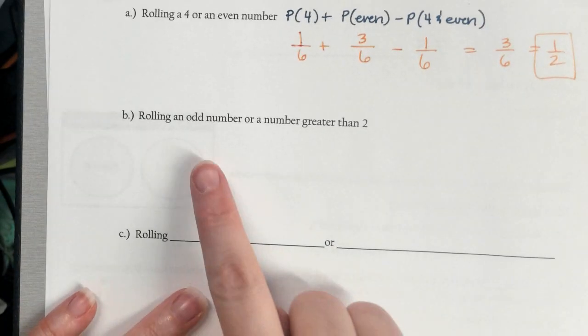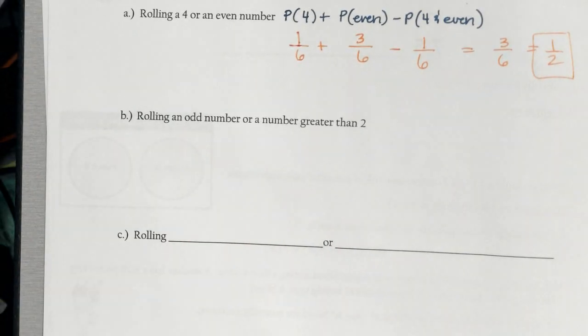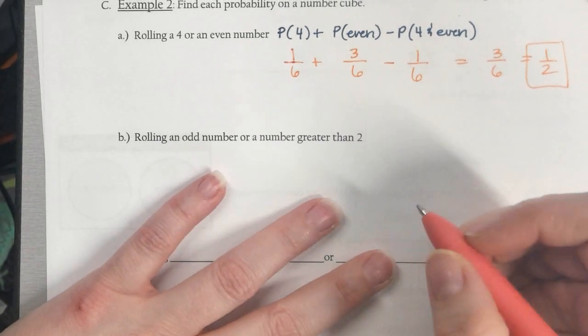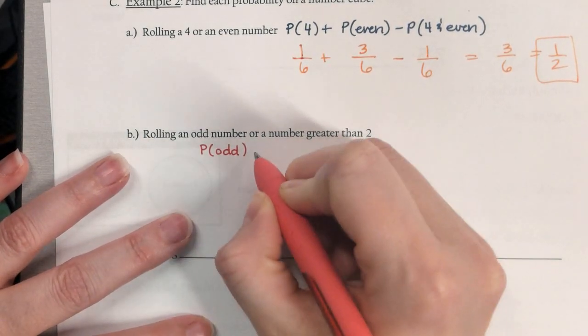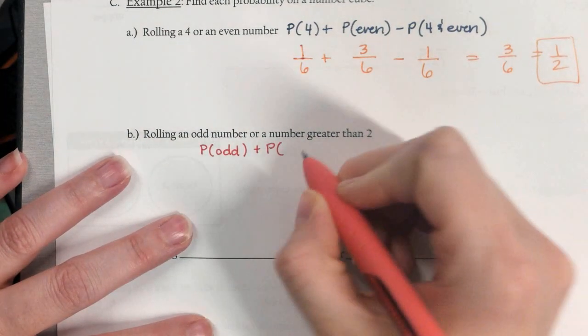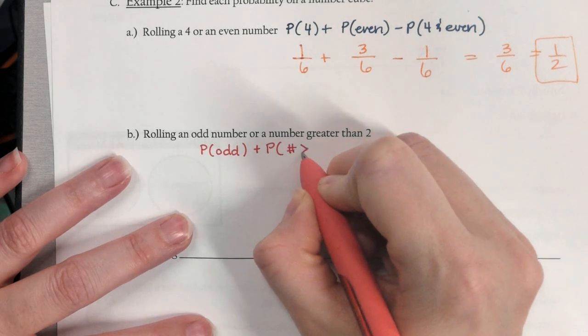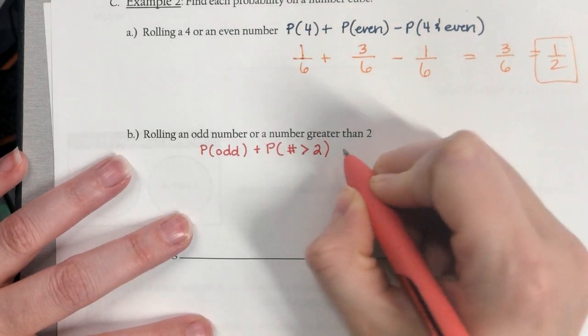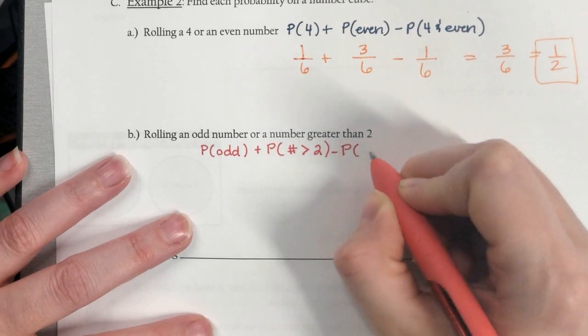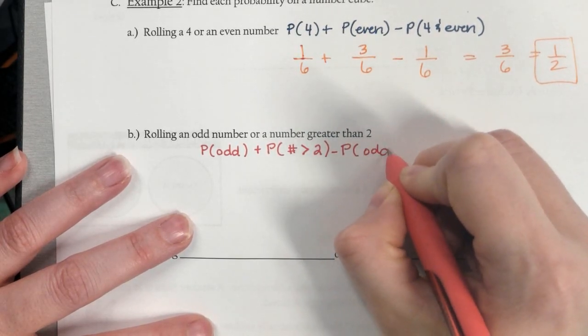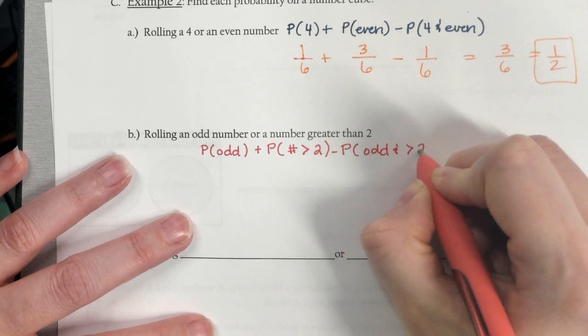Okay, so based on that, I want you to do B. Based on that, I want you to do D. So rolling an odd number: the probability that the number is odd, plus the probability that the number is greater than 2, and then minus the probability that it's odd and greater than 2.